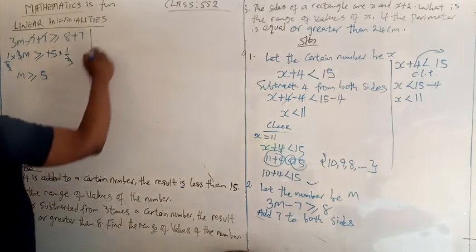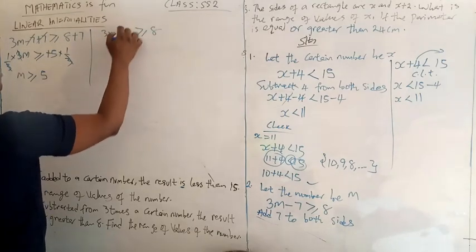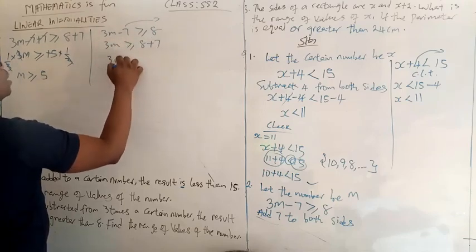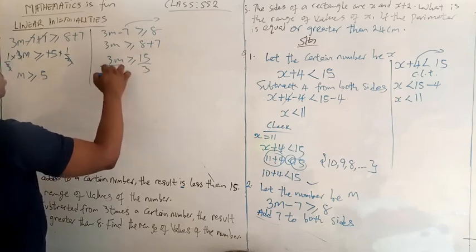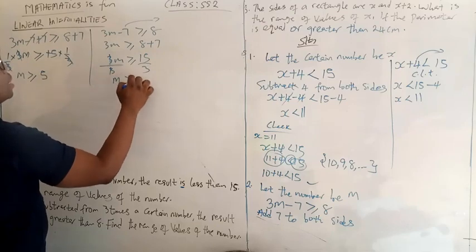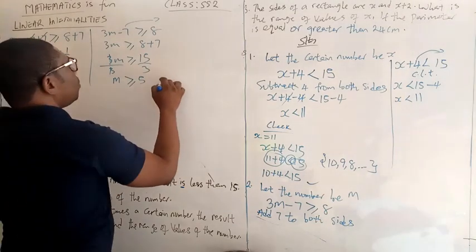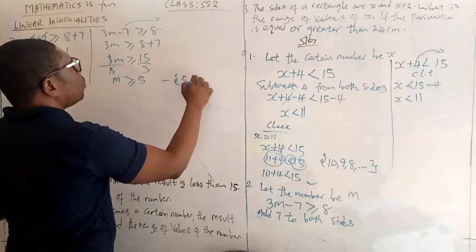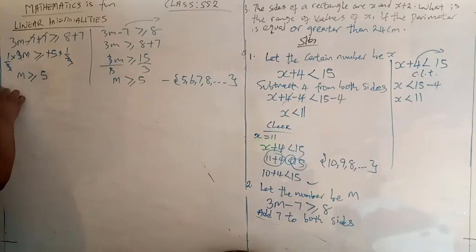Otherwise, you have 3m minus 7 greater than or equal to 8. Move this away. 3m greater than or equal to 8 plus 7. And 3m is giving me 15. Divide through by 3, which is the same thing as what you did earlier. So you have m is greater than or equal to 5. Now, the range of values here will just be greater than or equal to 5, meaning that you have from 5 and above, 6, 7, 8, and so on. So that's the solution.